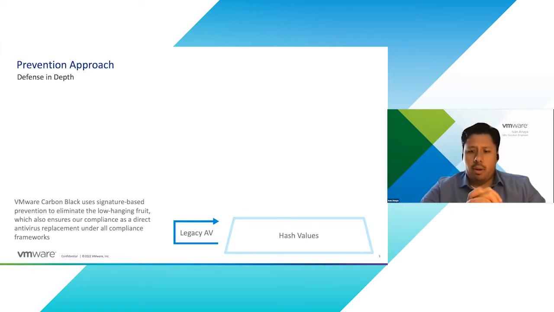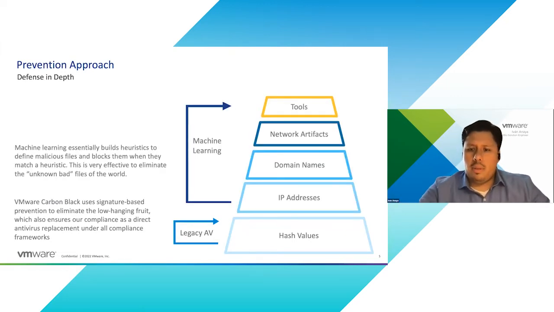We are also one of the very few next-gen AV products to be certified as an AV replacement by Microsoft and PCI. Now let's move to the next tier, machine learning. When we mention machine learning, a lot of things come to mind, but it is not that difficult to understand. Machine learning takes into consideration several characteristics of the file, such as the IP and the domain it's coming from, what tools it's interacting with, and what network or host artifacts are associated with it. Machine learning essentially builds a heuristic to define malicious files and block them when they match that heuristic.